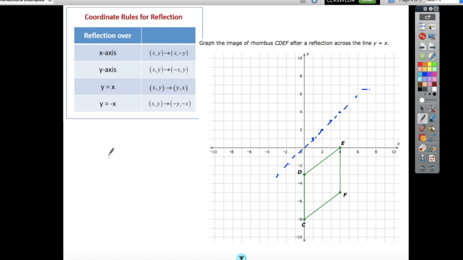Okay, so this is one where I'm going to show these points in a table, and we have points C, D, E, and F. Point C is at 0, -8, so I'll write that in here. Point D is at 0, -3.